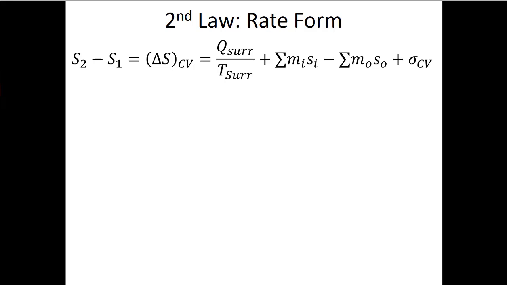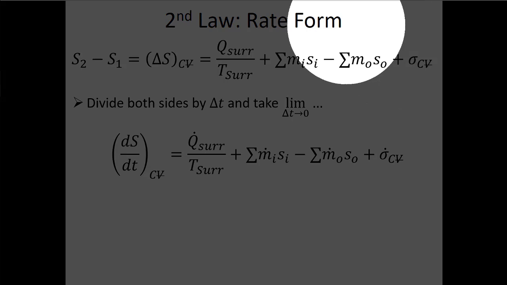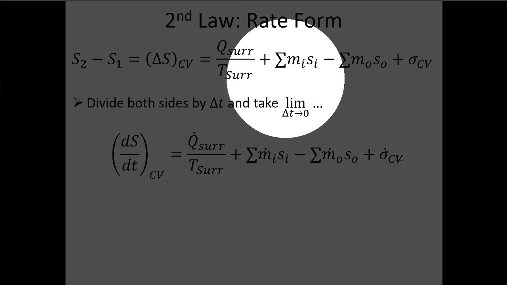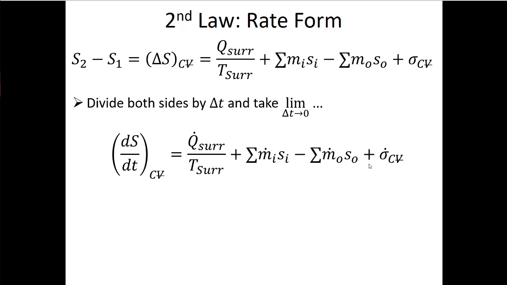So that's the elapsed time version, which we generally won't be using, right? Although we could. But just like for other open system equations, we will divide all these terms by delta t and take the limit as delta t goes to 0, and we'll get this equation. So now my delta s turns into ds by dt. My q turns to a q dot. My m turns to an m dot, in both cases. And my sigma becomes a sigma dot. That's denoting that all of these terms are rate terms.